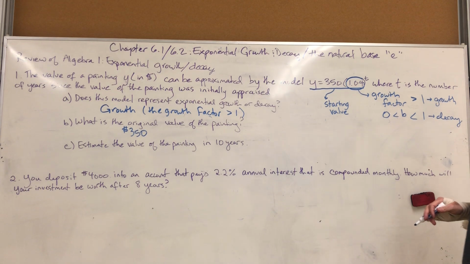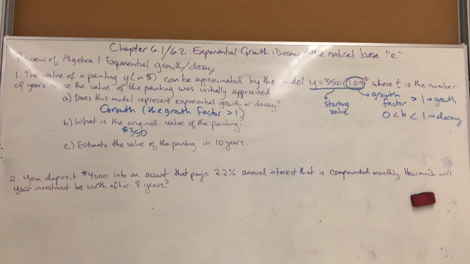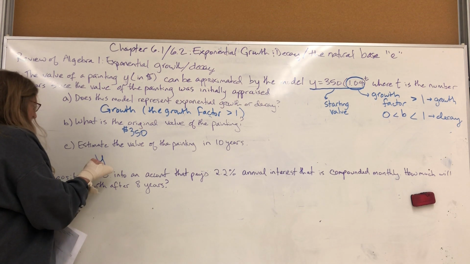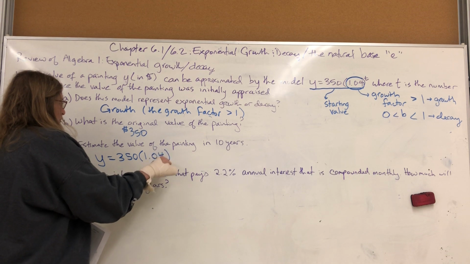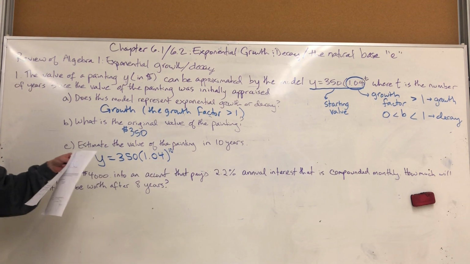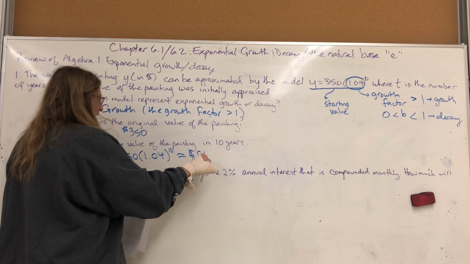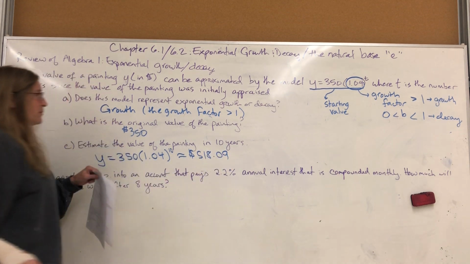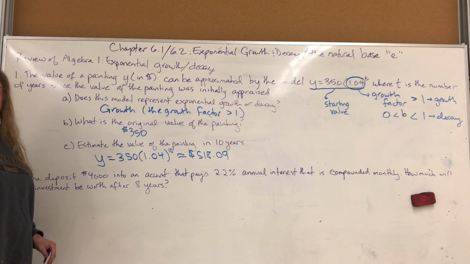Okay, so if I want to know the value of the painting in 10 years, that means t is 10. So I'm going to plug in t is 10, and definitely you want a calculator in this unit. You can enter that right into your calculator. And we're going to get approximately $518.09. So that's how much our painting that was initially $350 will be worth in 10 years.